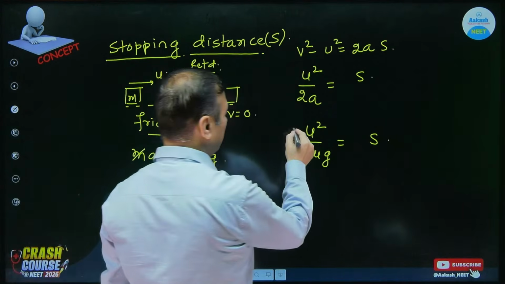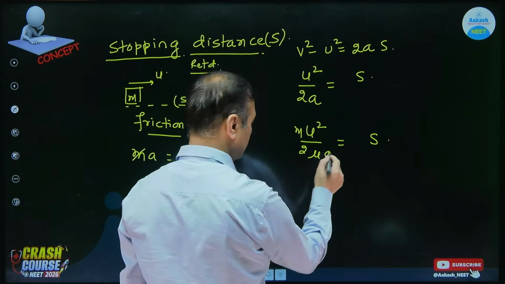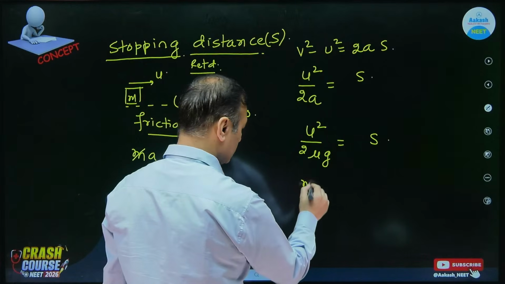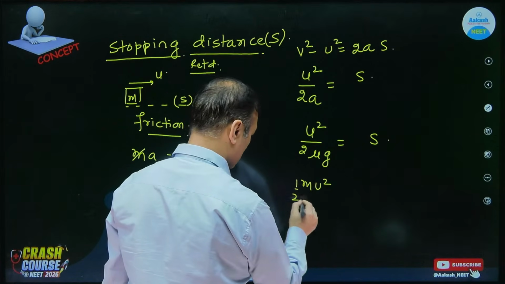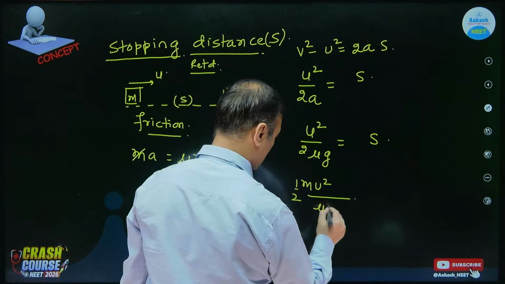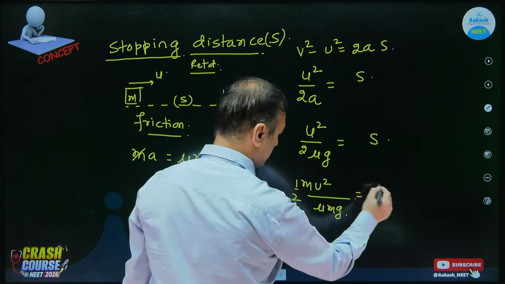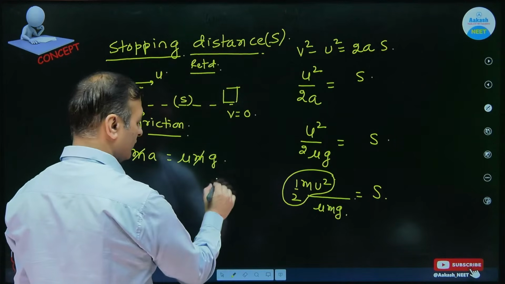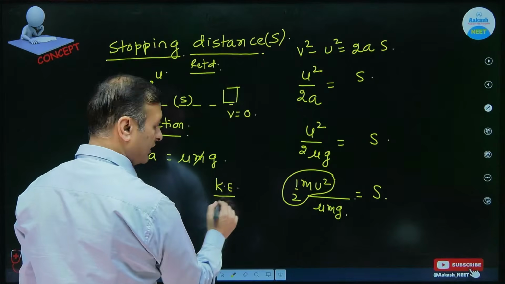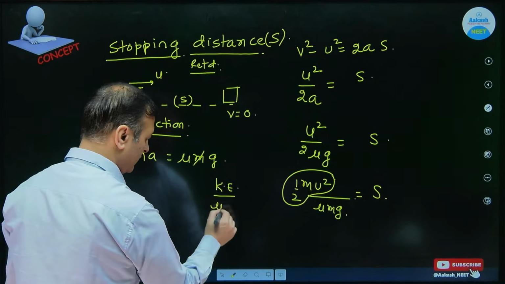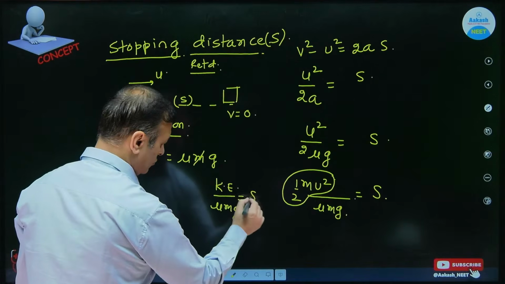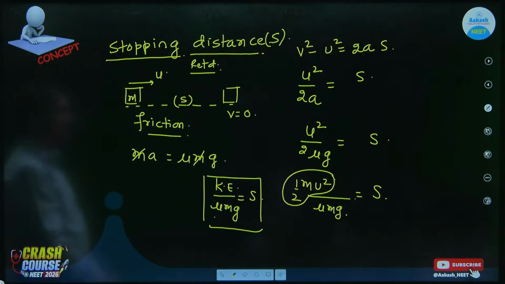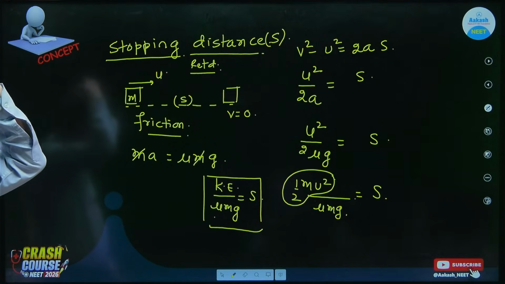Now you multiply with mass and divide by mass. So let's make a new step. You multiplied with mass, and this is the initial kinetic energy you have. This is the initial kinetic energy with which your body was moving, and this is mu mg. So this is how you will be finding the stopping distance also. You got it or not?